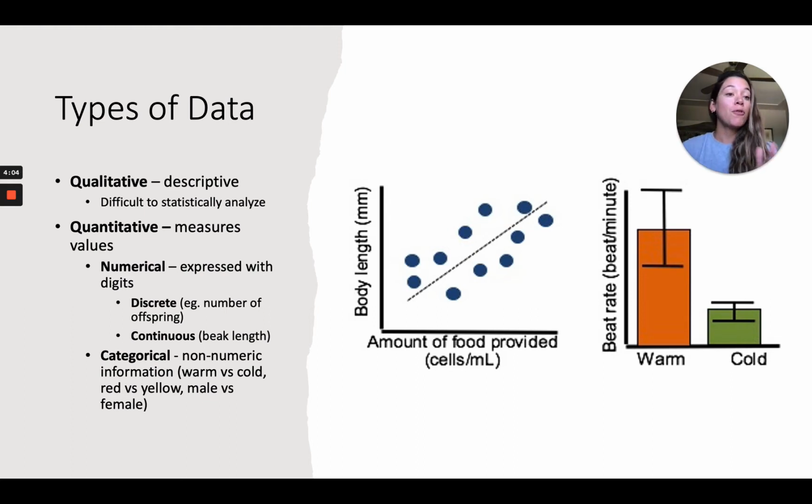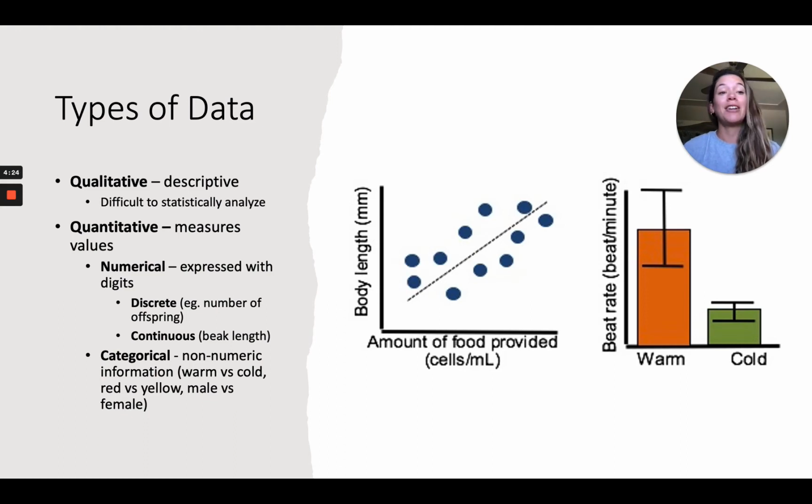The other type of quantitative data is known as categorical data, which is non-numeric in information. For example, you might be comparing warm versus cold water temperatures, red versus yellow flowers, or male versus female individuals.